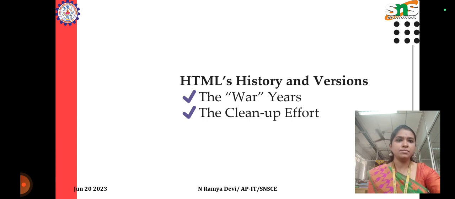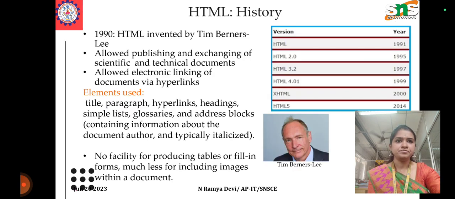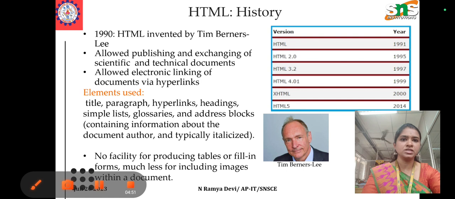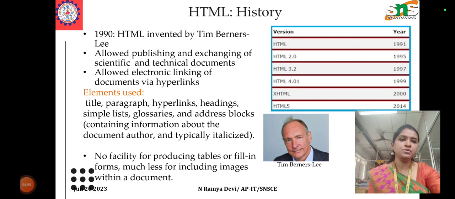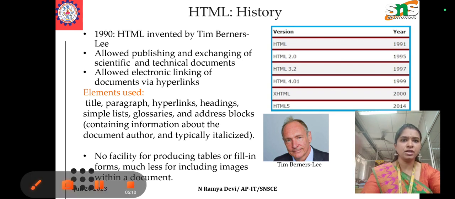And next is the HTML history and versions. So HTML history: in 1991 this HTML was developed, and it has had many versions. The latest version is HTML5, and HTML was invented by Tim Berners-Lee. And then the second version came in 1995, 2.0, 3.2 in 1997, 4.0 in 1999, XHTML in 2000, and HTML5 in 2014.